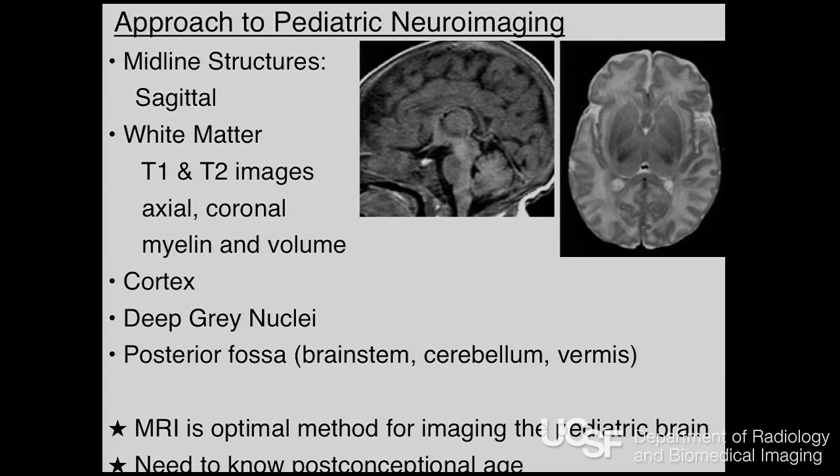As you all know, MRI is really the optimal method for imaging the pediatric brain, and has many advantages over CT, including obviously the fact that it doesn't use ionizing radiation. Because the pediatric brain is so dynamic, it's very important to know not just the age of the patient at the time of the scan, but the post-conceptional age. So if someone was born 2 months preterm and they are 12 months old at the time of their scan, their brain will look more like a 10-month-old. So you need to adjust the age, and we typically adjust the age up until 2 years of age.